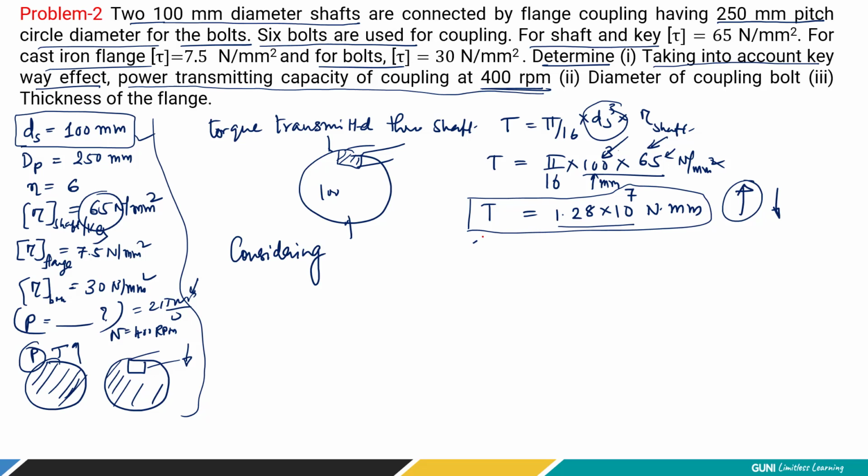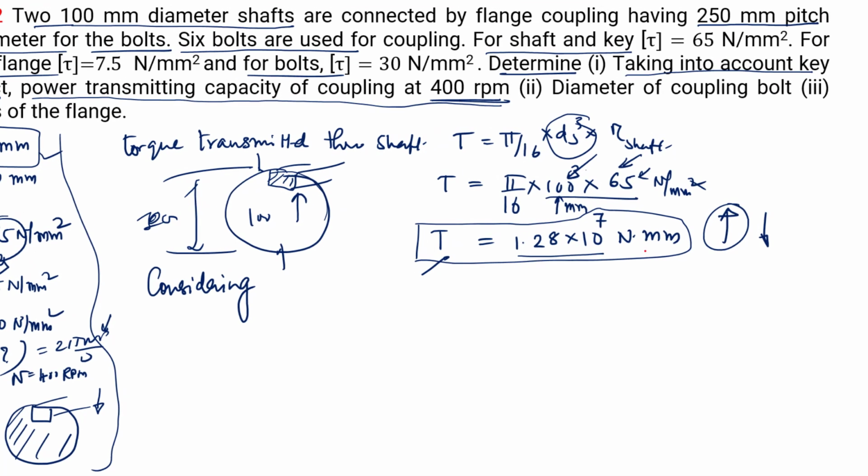Hence, this is the theoretical maximum torque that can be transferred if the shaft diameter is considered as a solid without any keyway. But here we have been given a condition that you must consider the keyway effect, right? For the given 100 millimeter shaft dimension, in actual practice, because of the presence of the keyway, we can transmit a lower value of torque, right?